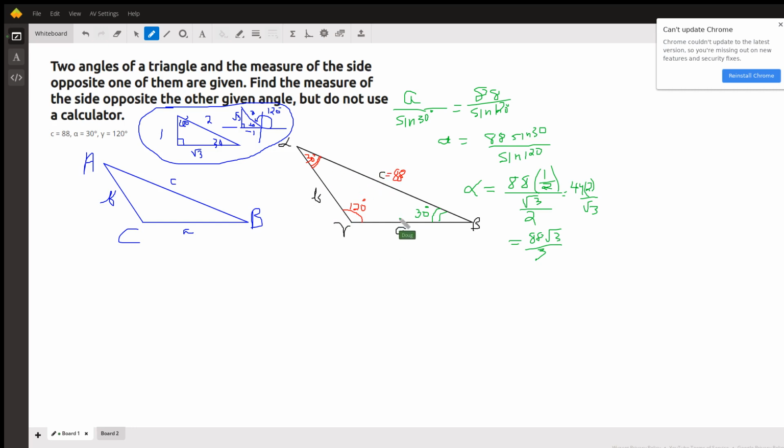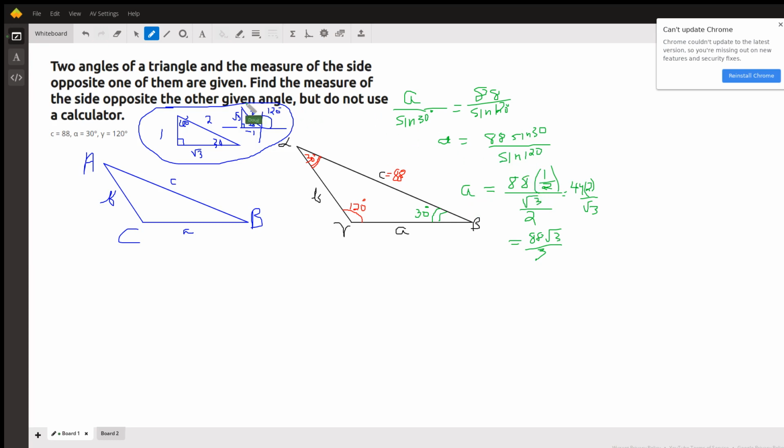But how can you find A or B? You have to use the law of sines because you know an angle and the side opposite. So A is to the sine of 30, as 88, which is C, is to the sine of its opposite angle, 120. And if you solve for A, I'm sorry, I should have A's here, not alphas. Put a little A here. A is equal to 88 sine of 30 over sine of 120.